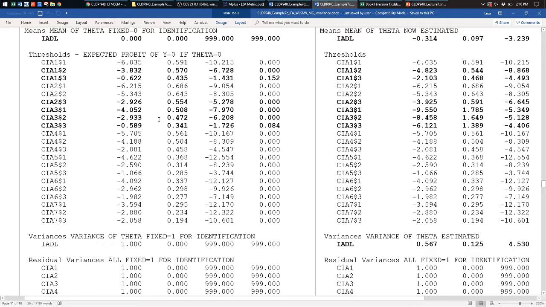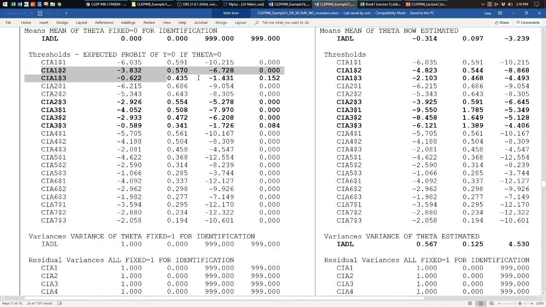The thresholds then that are invariant, so the ones that are not in bold, that is the probit of answering the lower category, so 0 instead of 1, 2, 3, 0, 1 instead of 2, 3, 0, 1, 2 instead of 3, whichever one you're talking about, for somebody who has average ability. So in other words, for the items that are not in bold, it doesn't matter if you're a man or a woman, your chances of doing well at this item are dictated by your ability. You have the same chance if you have the same level of ability. That is not the case for the items in bold.